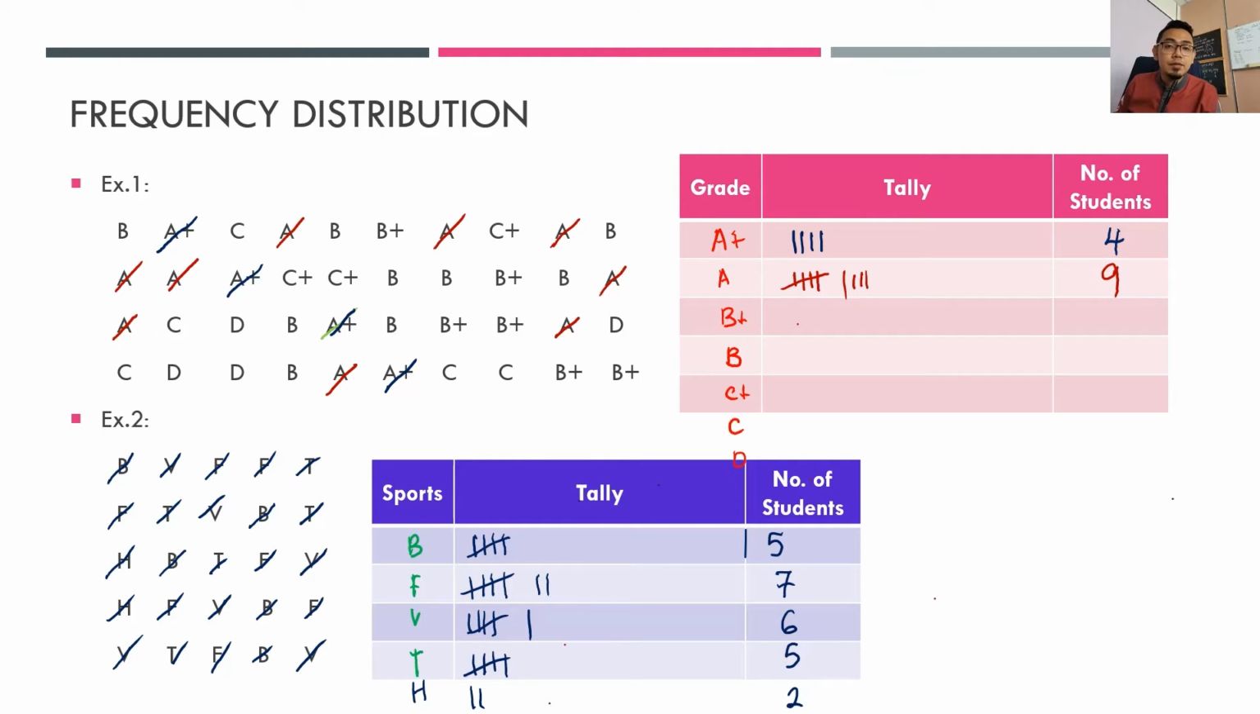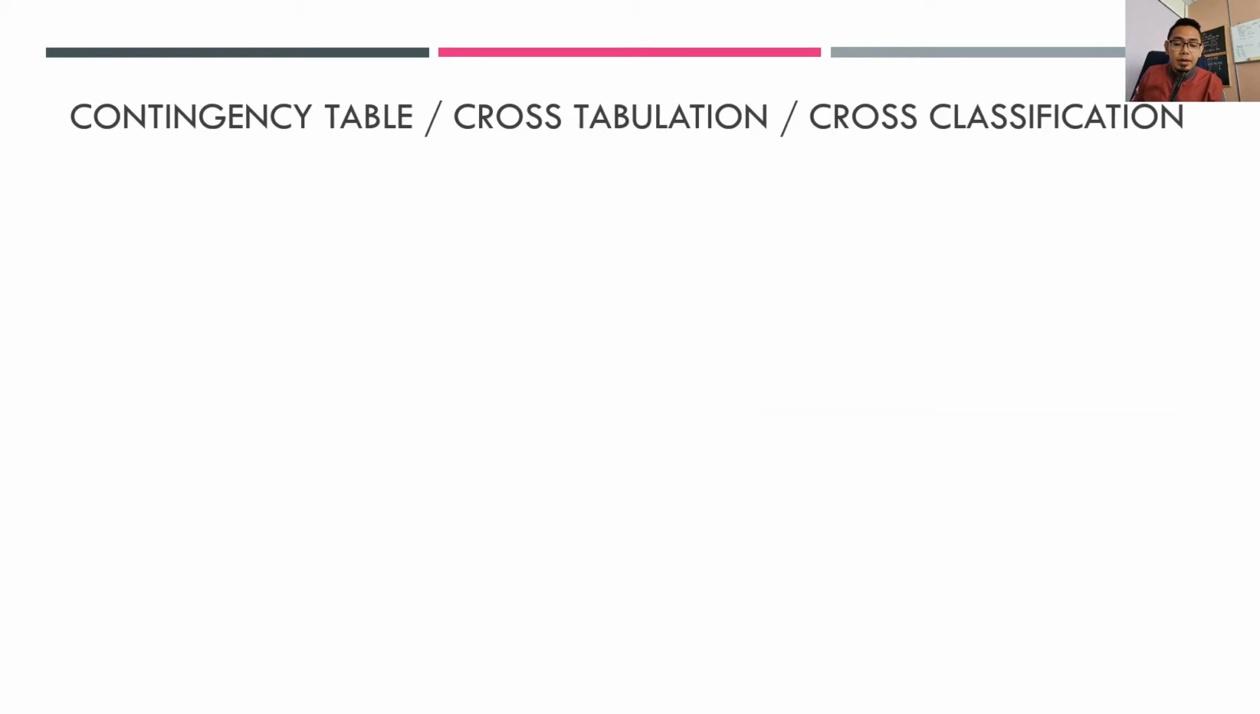This one is for ungrouped data, where the data is spread out. Now the next one will be the contingency table, or sometimes called a cross tabulation table or cross classification table.